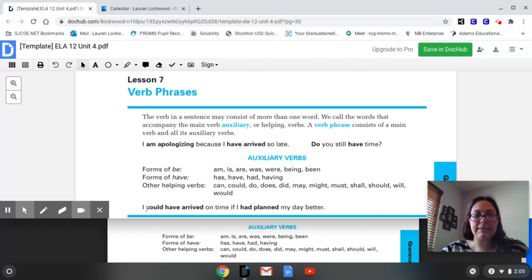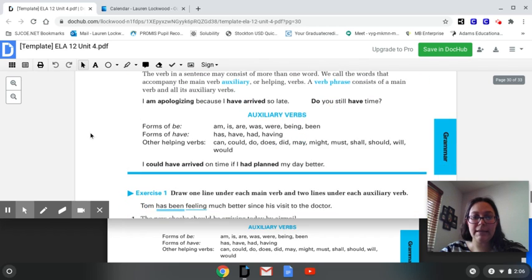So you can see in the example they show right here, I could have arrived. So what could I do? I could have arrived. If I had planned my day better, what did I do? I had planned. And you can find those helping verbs right here. Could, have, and had. Those are the helping verbs. And then the verbs that they're helping are arrived and planned.